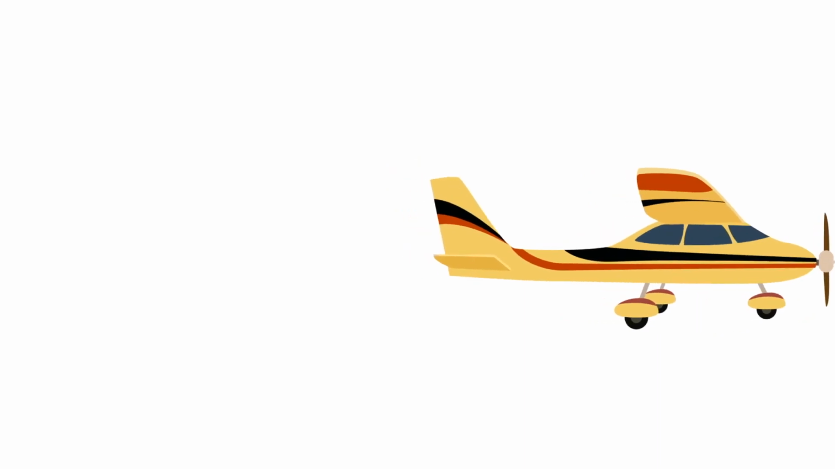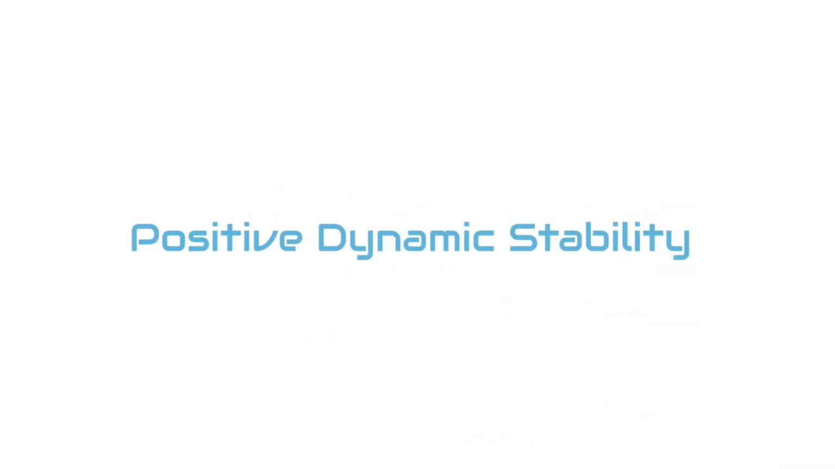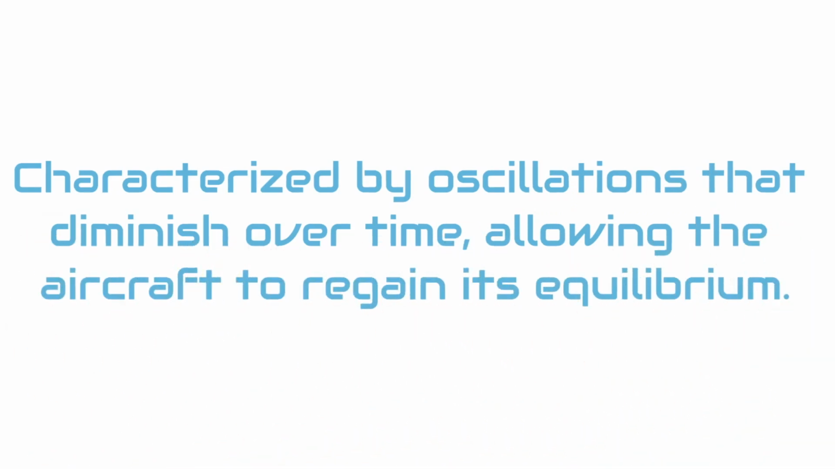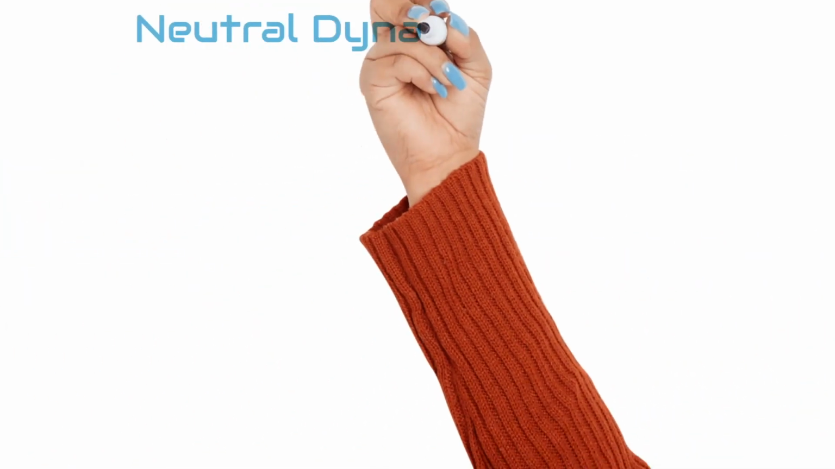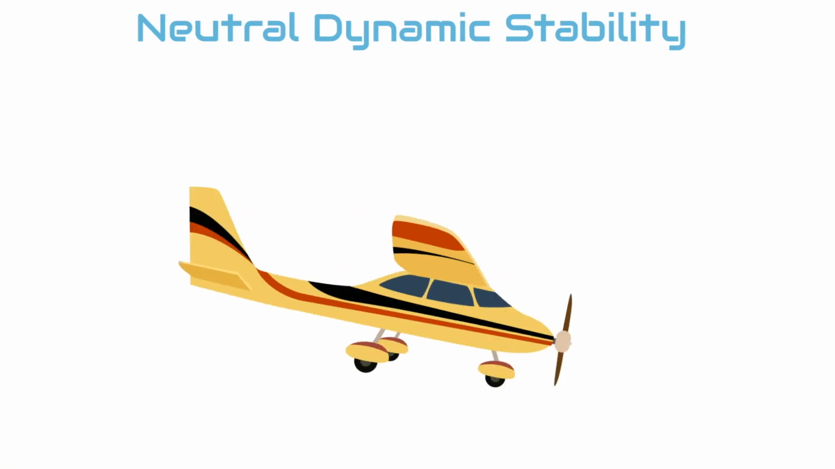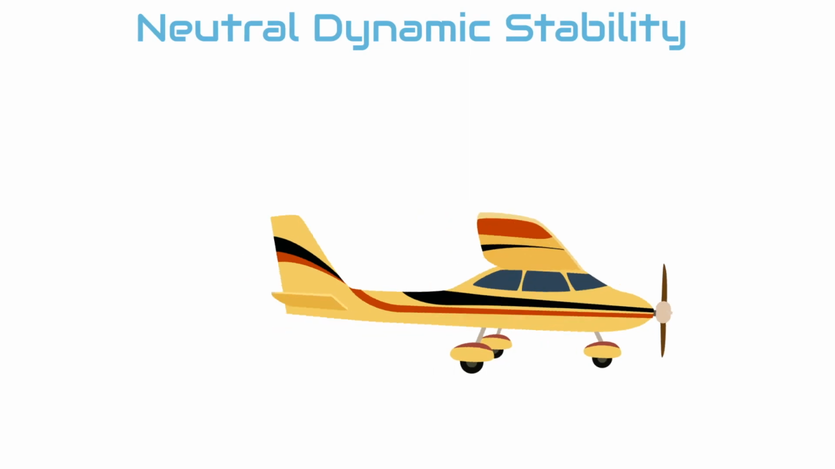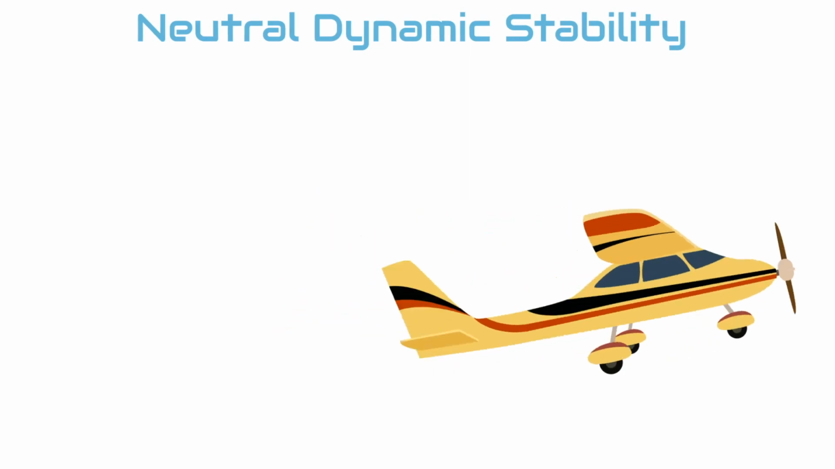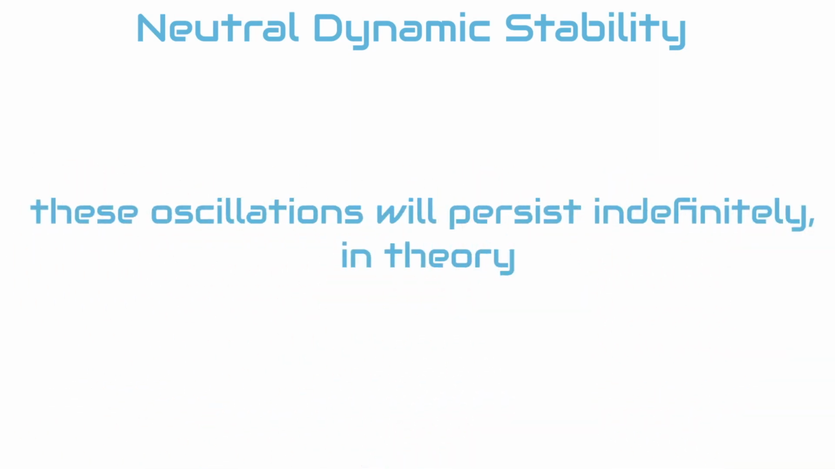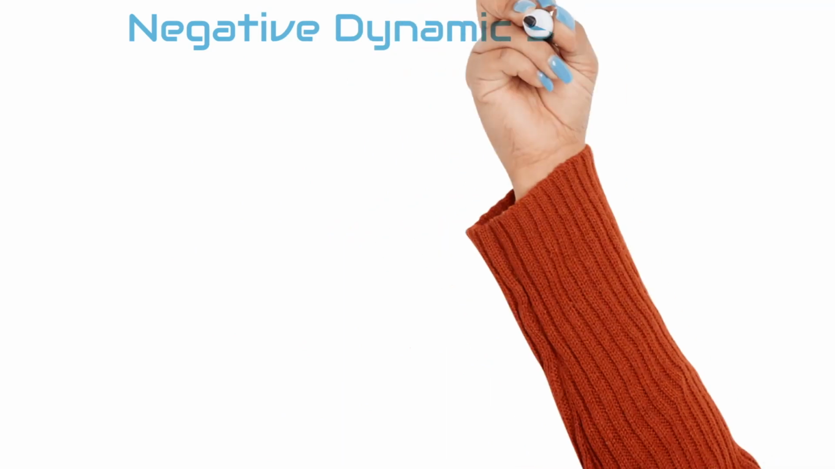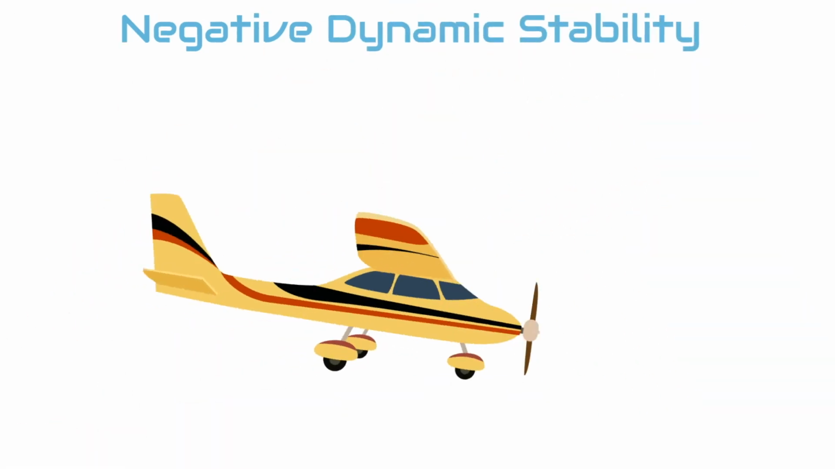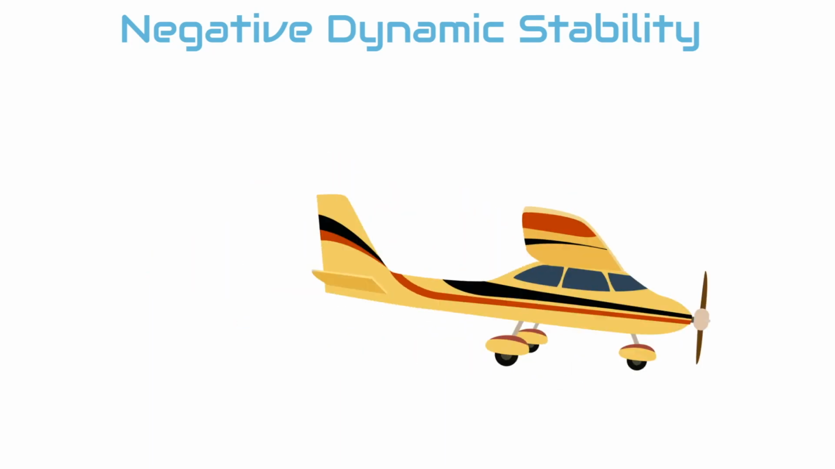This is an example of positive dynamic stability, which is characterized by oscillations that diminish over time, allowing the aircraft to regain its equilibrium. Aircraft with neutral dynamic stability exhibit perpetual oscillations that do not diminish over time. When a neutrally stable aircraft is pitched up from its trim position, it will initially pitch nose down, then return to a nose high attitude, and these oscillations will persist indefinitely in theory. Aircraft with negative dynamic stability experience increasing oscillations as time progresses. The pitch oscillations gradually increase in magnitude, becoming more pronounced and amplified over time.